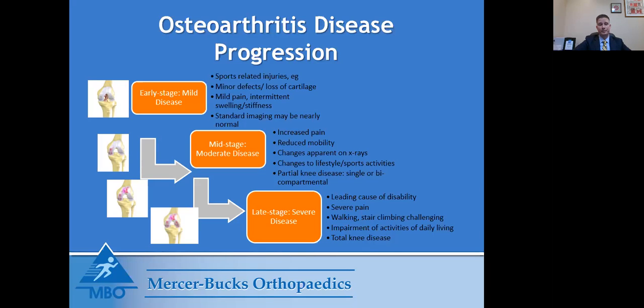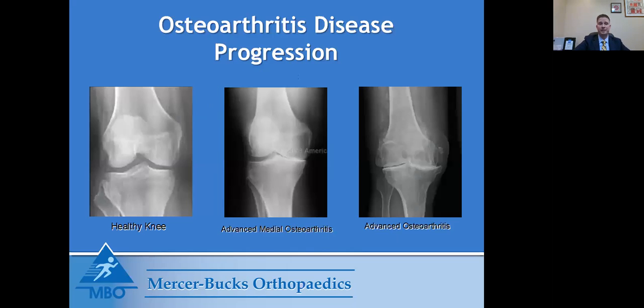When we progress along to late stage or severe arthritis, this is one of the leading causes of disability, typically accompanied by severe pain. Simple tasks like walking and climbing stairs can be very challenging, and usually this involves impairment of activities of daily living. This is generally considered to involve most, if not all, of the major compartments of the knee.